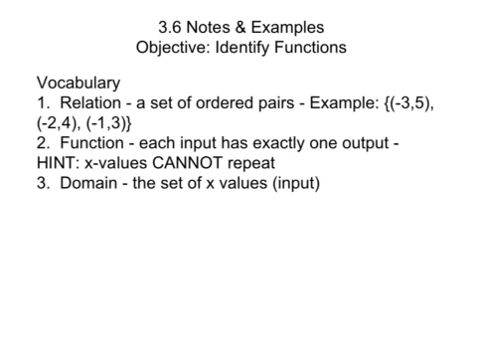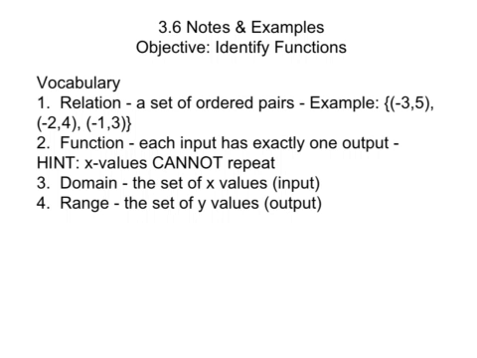Next is domain. The domain of a relation is just the set of x values. So in our relation above, the domain would be -3, -2, and -1, since those are the x values. You also need to know the word range. Range is the set of y values, or the output of the relation. In our example above, 5, 4, and 3 would be the range of that relation.